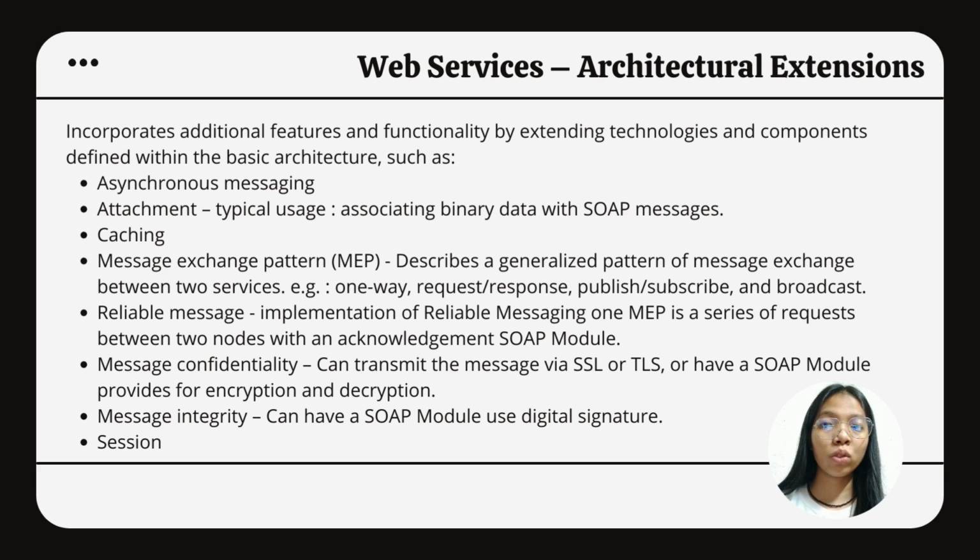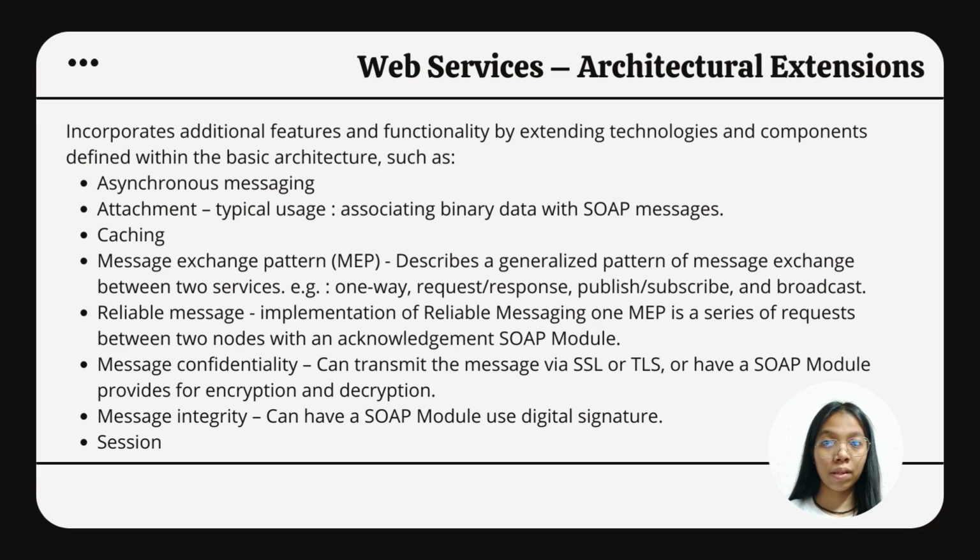attachment typical usage, associating binary data with SOAP messages, caching, and message exchange pattern, which describes a general pattern of message exchange between two services. For example, one-way, request-response, publish-subscribe, and broadcast. Reliable messaging is an implementation of reliable messaging. One MEP is a series of requests between two nodes with an acknowledgement SOAP module.